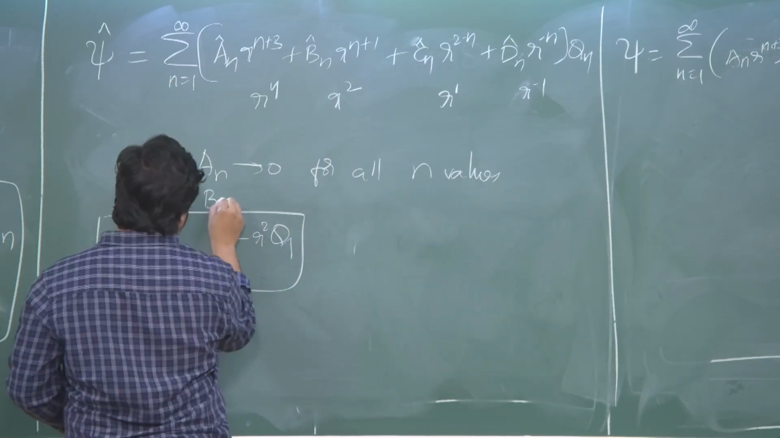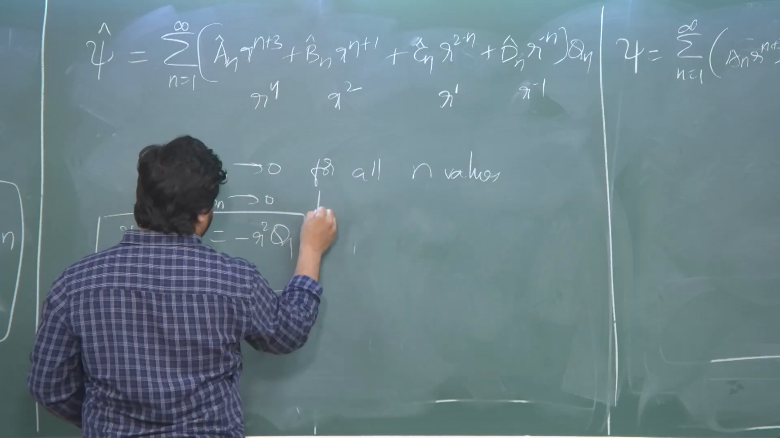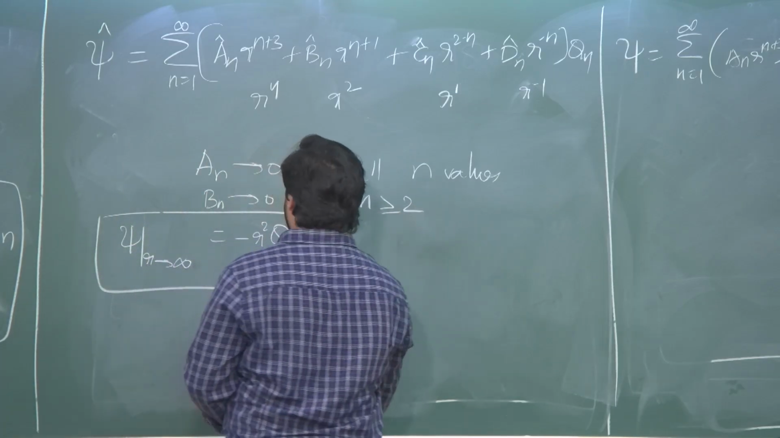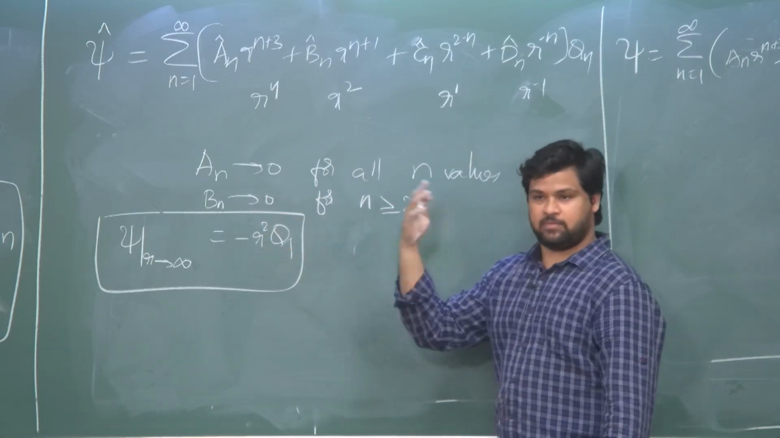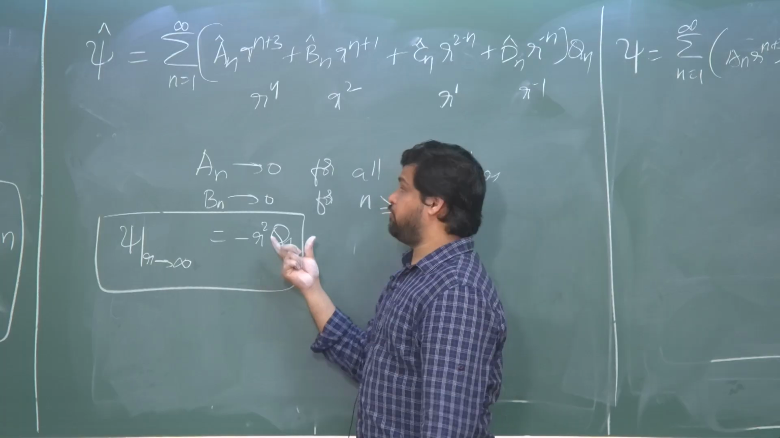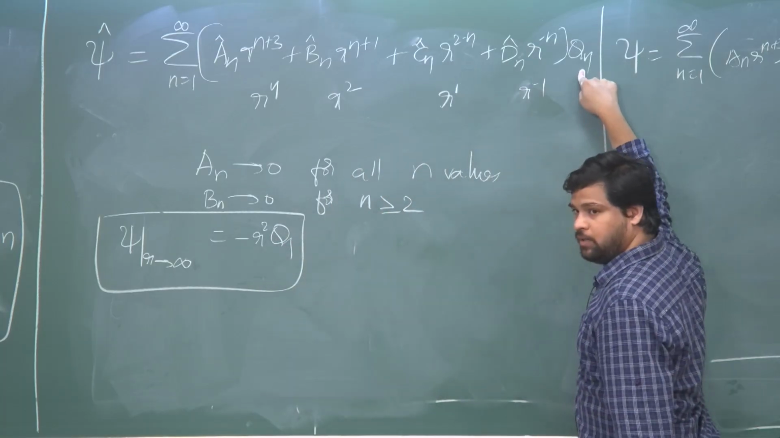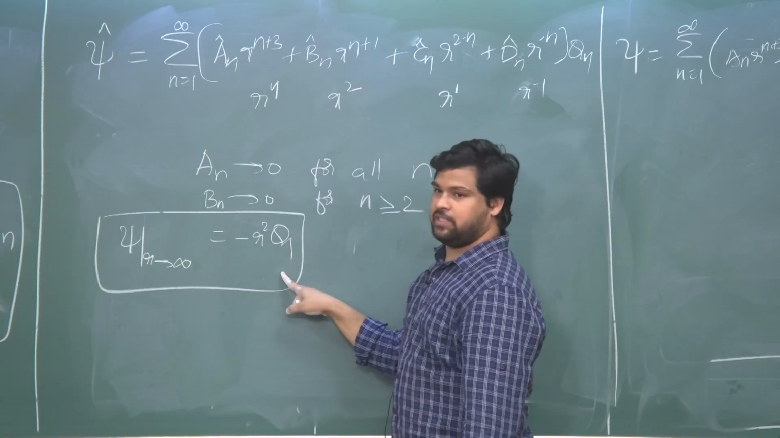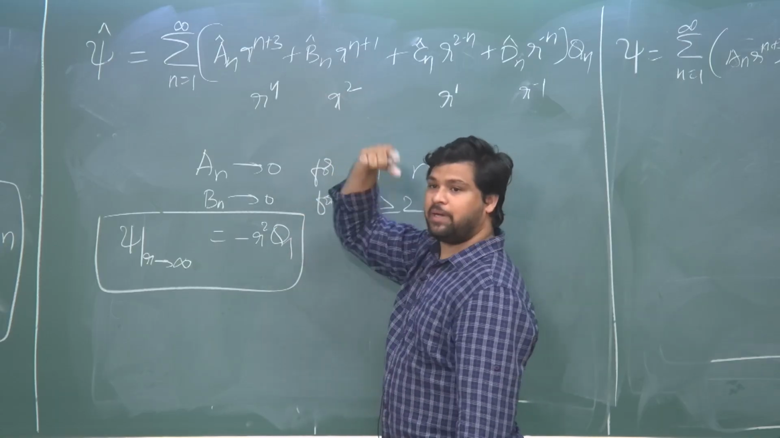Similarly, bn also 0 for n greater than or equal to 2. You understand why greater than or equal to 2? Because we need to keep our r square dependency. If you put n equal to 1, it will be q1 and this will be r square. If you compare with this equation, this b1 should equal minus 1.